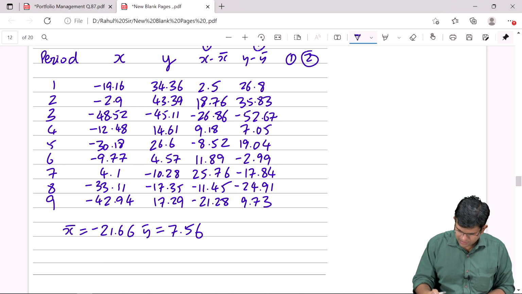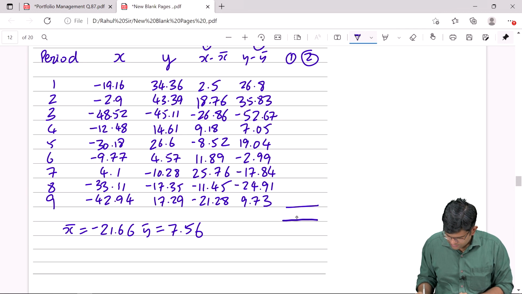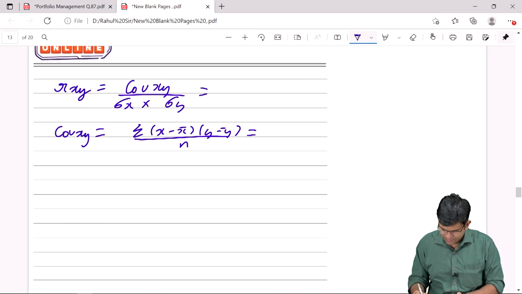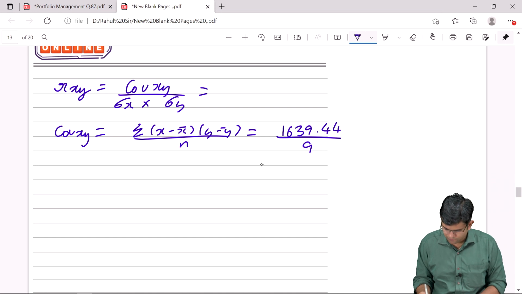11.89 into 2.99, again M minus. 25.76 into 17.84 M minus. 11.45 into 24.91 M plus, and 21.28 into 9.73 M minus. MRC, and this comes to 1639.44. So we'll take it here, 1639.44, and we'll divide it by 9. Okay, we'll divide by 9 to find the covariance.